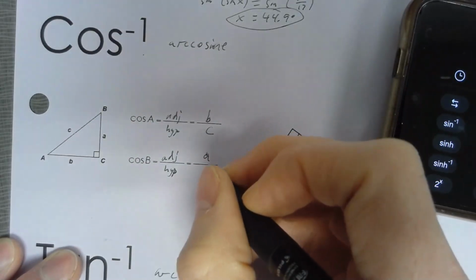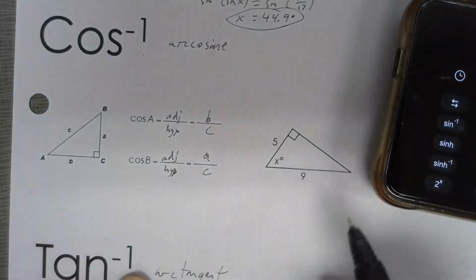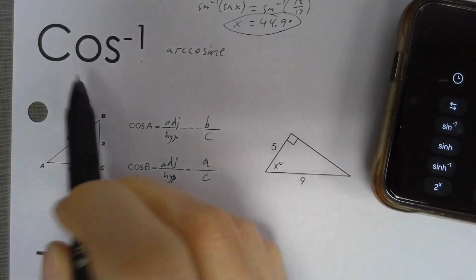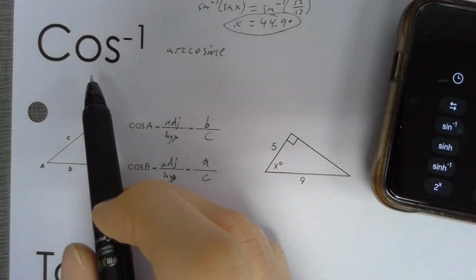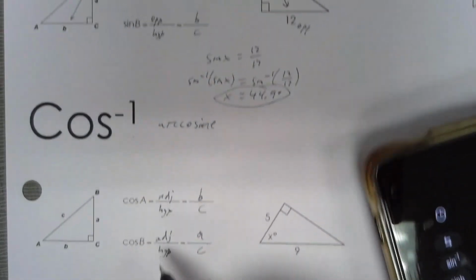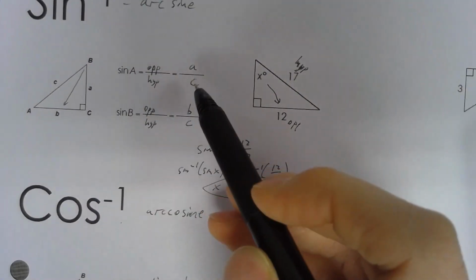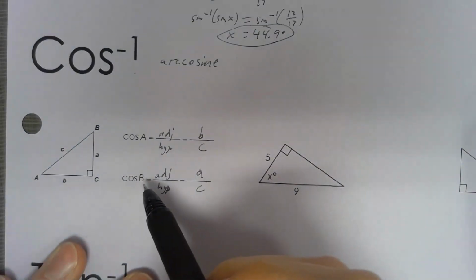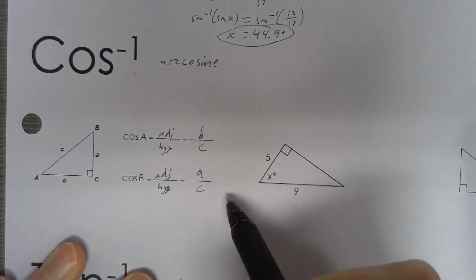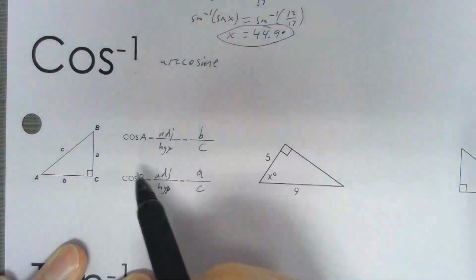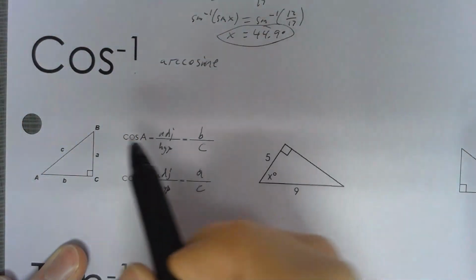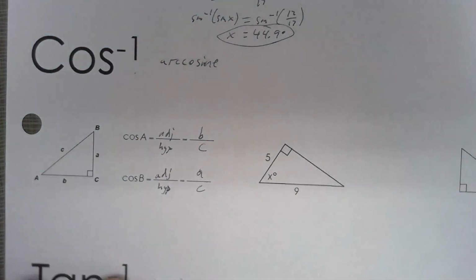Adjacent is A in this case, and then C. And remember what I said in the last section. I said that the cosine is the sine of the other angle. So notice that the sine of A over C is the cosine of B, A over C. So the sine of A is the cosine of B. The sine of B is the cosine of A.